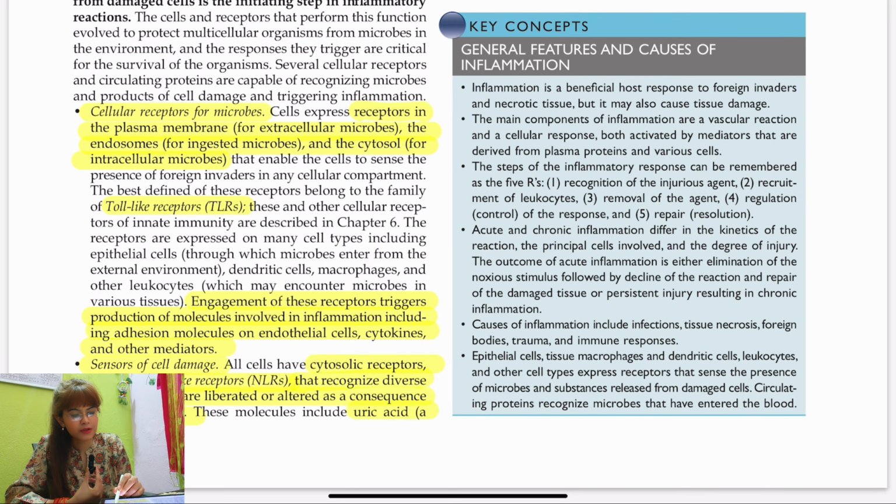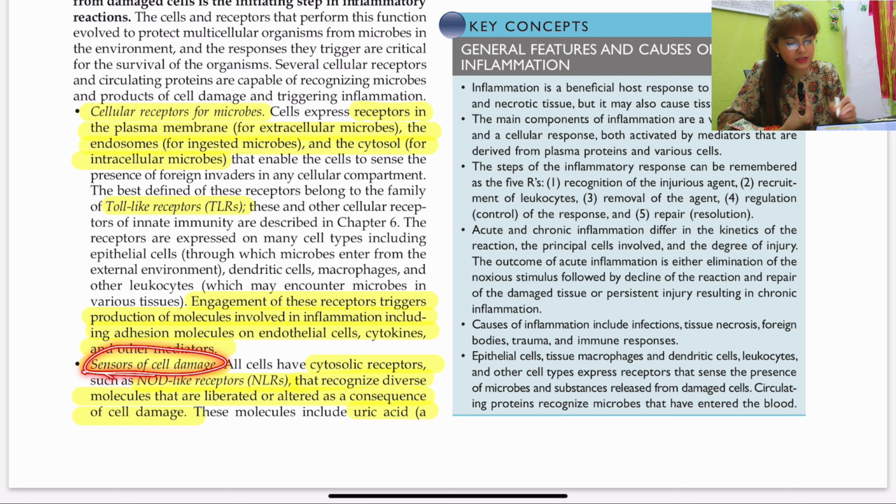Now, these receptors mainly belong to the toll-like receptor family. Engagement of this receptor triggers the production of molecules involved in inflammation, like the adhesion molecules, the cytokines, and other mediators. So, I hope you understand that these cells express the receptors, which will ultimately bind with the microbes, and that will initiate the immune response, the inflammatory response.